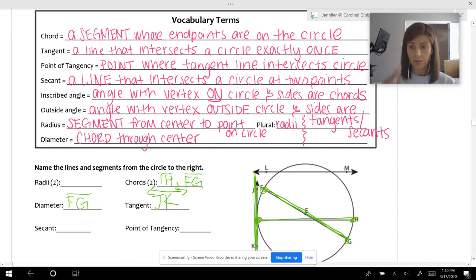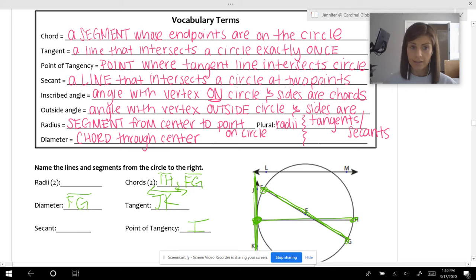And then the one point where that line and the circle touch is called the point of tangency. I've now covered it up with all of my green, but that would be this point right here, which was point I.